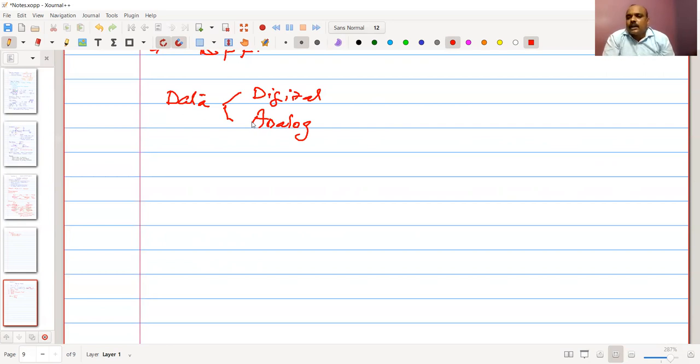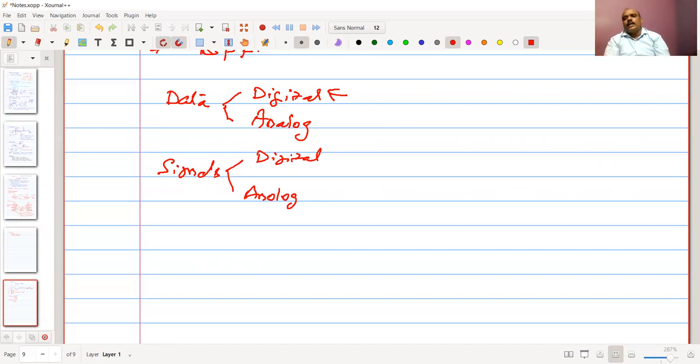A mic generates analog data, so it is continuous, whereas digital is some sort of clock. And now we have what is called a signal. Like data, we again see two kinds of signals: a digital signal and an analog signal. If you come to data communication, the system is generating digital data. Remember, it is not generating analog, only digital data.